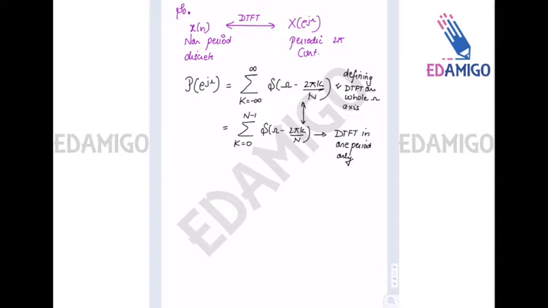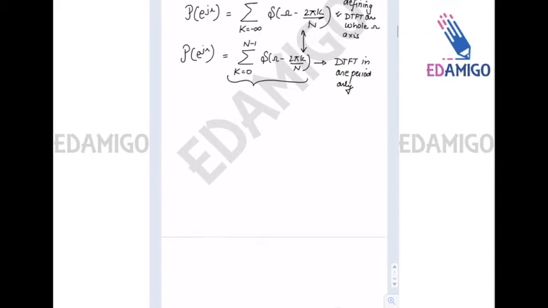And we know that DTFT can be defined for the whole axis, or it can be defined for a single period also, and then also it's correct. So let us take this definition, and P e to the power j sigma is equal to this.